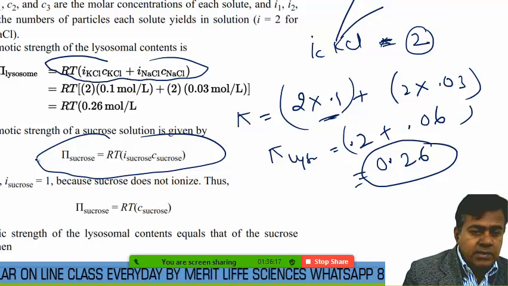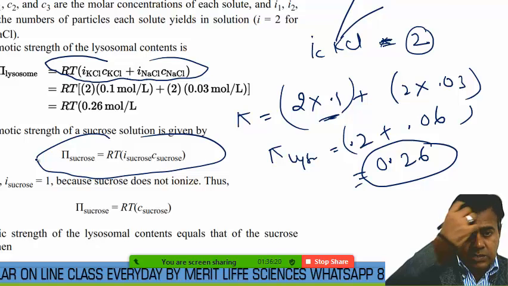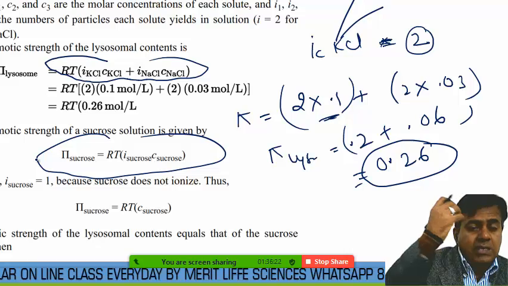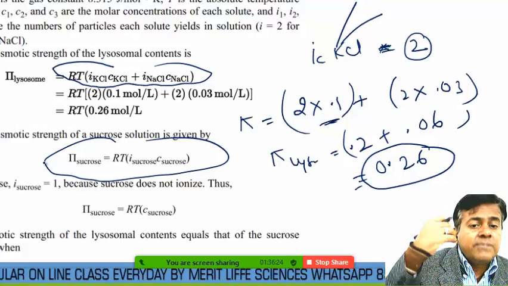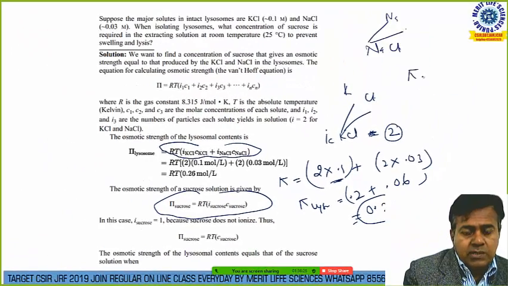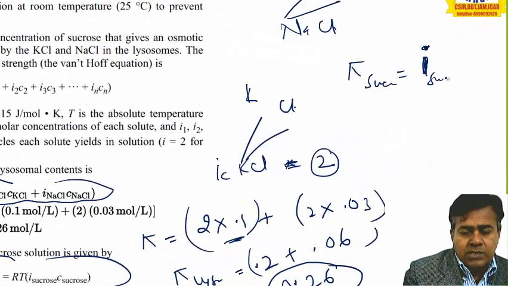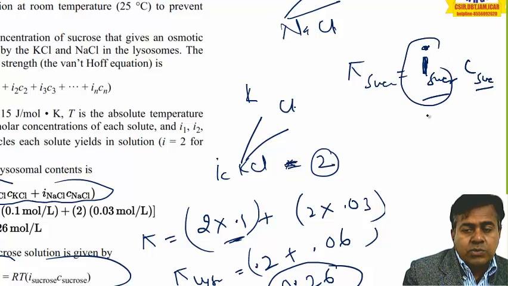So IC of lysosome, and they are asking the osmotic strength of sucrose solution. So how can we formulate the equation? Pi sucrose must be, because RT we can ignore, so we can write I sucrose and C sucrose. There are two terms. So if sucrose is not going to ionize, then I will be 1.